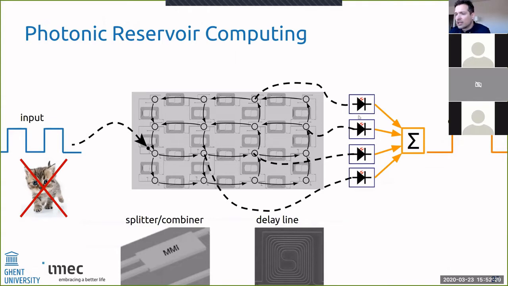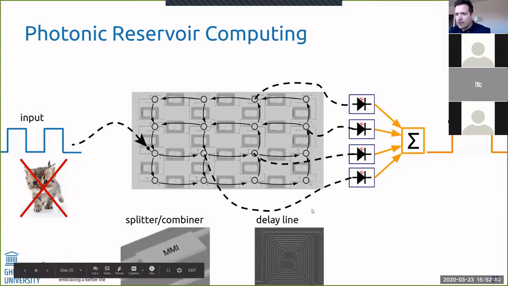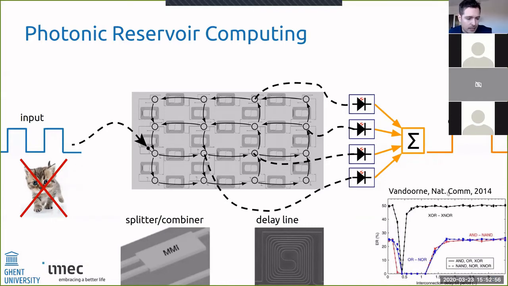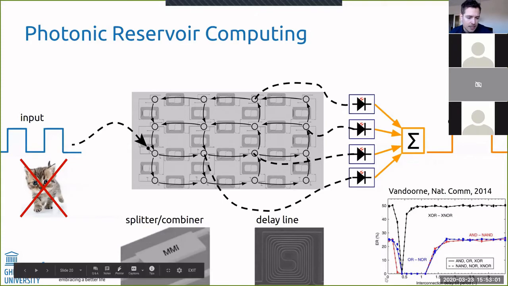So basically, a stream of bits is sent through the reservoir, and some of the nodes are then measured out, and the measured out signal is then sent to the readout, which makes a linear combination, and hopefully you can do something with this to better solve a certain task. This works actually quite well. In 2014, they did some basic benchmark tasks, and it works quite well.